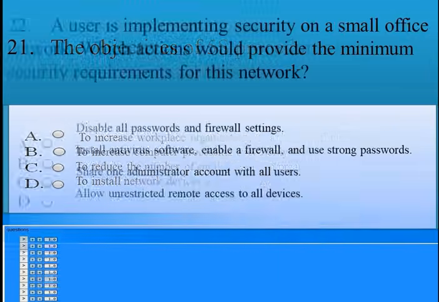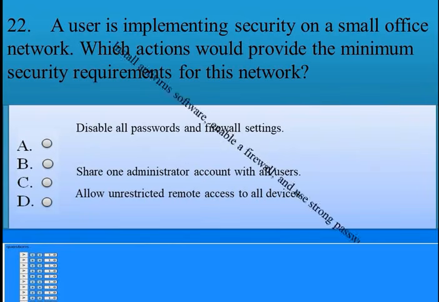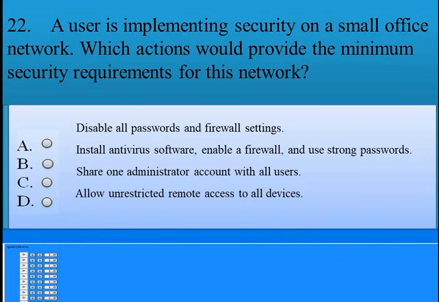Question number 22. A user is implementing security on a small office network. Which action would provide the minimum security requirement for this network? A, disable all passwords and the firewall setting. B, install antivirus software, enable firewall and use a strong password. C, share one administrator account with all users. D, allow unrestricted remote access to all devices. The correct answer is B, install antivirus software, enable firewall, and use a strong password.